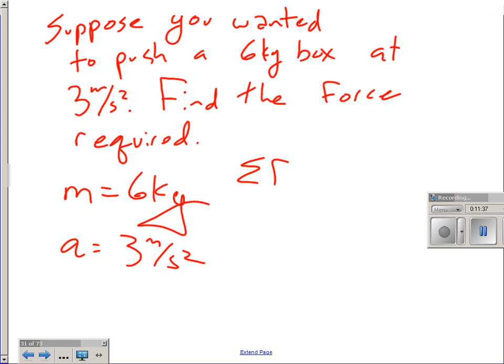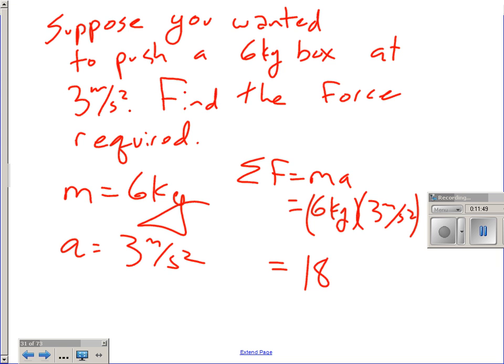Well, net force is mass times acceleration. So the box has a mass of 6 kilograms. Acceleration is 3 meters per second squared. Multiplied out, your net force is going to be 18. Because it's a force, it's newtons. And so if you assume there's no friction, in order for the net force to be 18 newtons, that means that the force you would need would have to be 18 newtons. Okay?